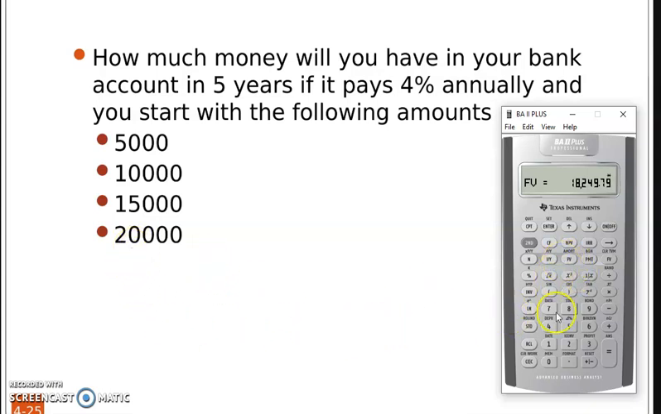Finally, let's try the 20,000. Let's just change the present value. So I put in 20,000 as an investment, setting PV equal to negative 20,000 and compute the FV to give me a future value of 24,333.06.